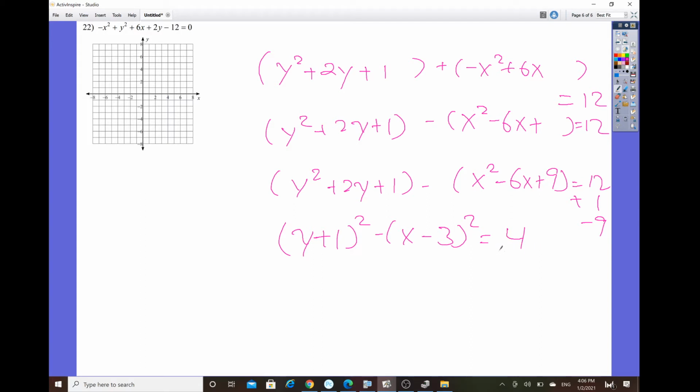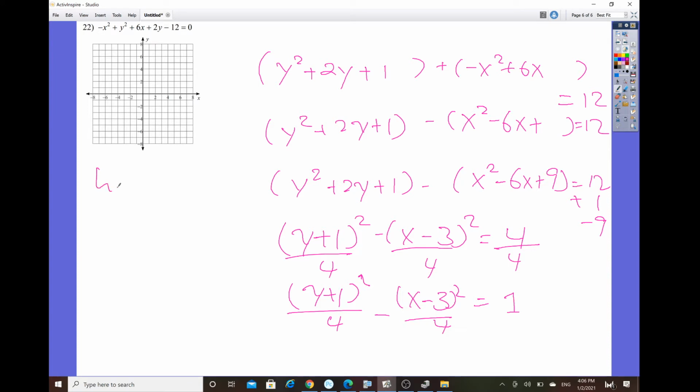And the final step here, you want to divide by 4 for each term, because for the constant you want to convert that to 1. So what we got here is y plus 1, quantity squared, over 4, minus the quantity x minus 3 squared over 4. So the value of h comma k is 3 comma negative 1. And for the value of b squared, b squared is 4, so that means b is 2. a squared is 4, so a is 2.